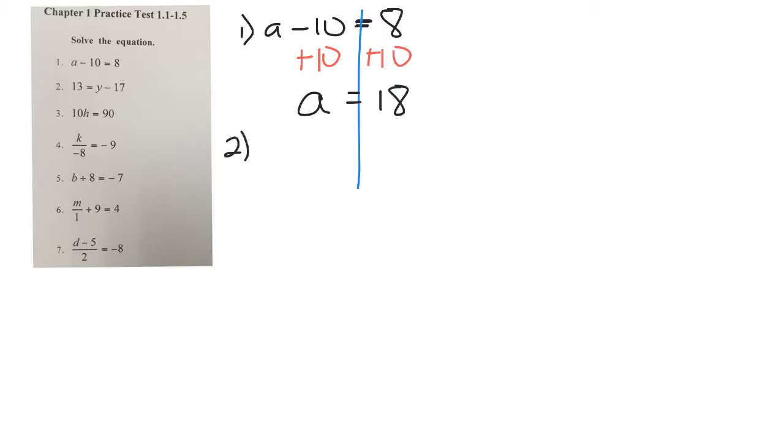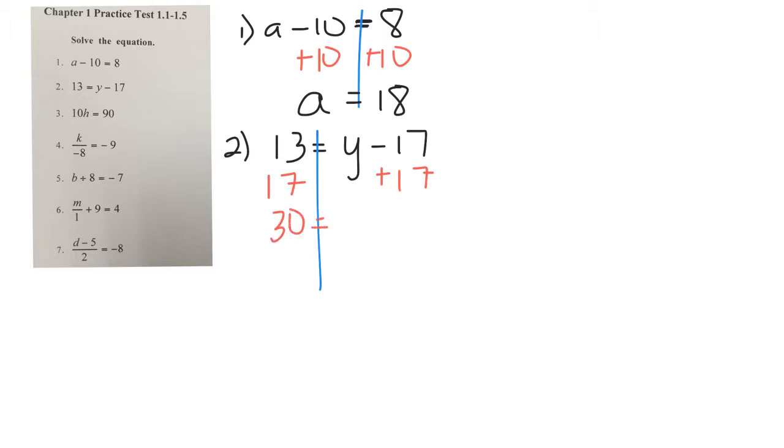Number 2, 13 equals, let's erase some of this, y minus 17. Well, there's my equal sign. I want to get y by itself, so we're going to move the 17. We're going to do the inverse operation. The inverse of subtraction is addition, so we're going to add 17 to both sides. And 30 equals y.